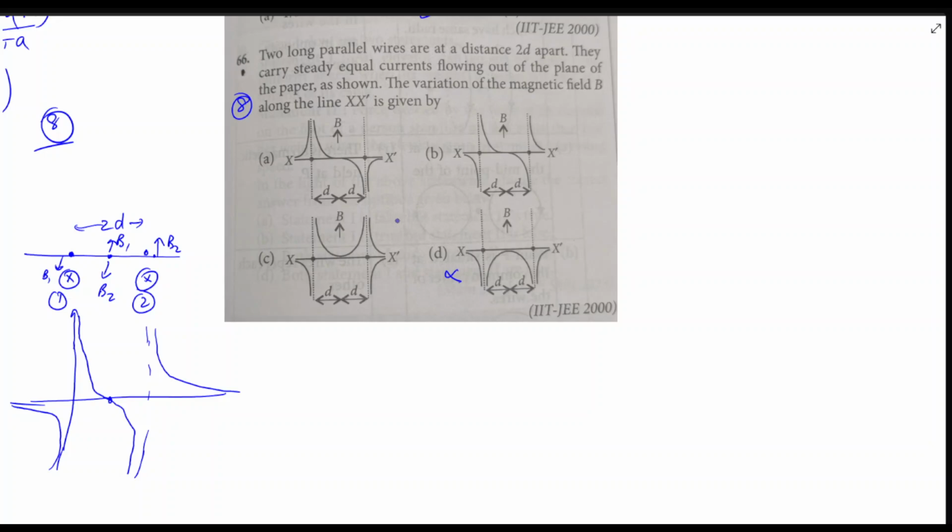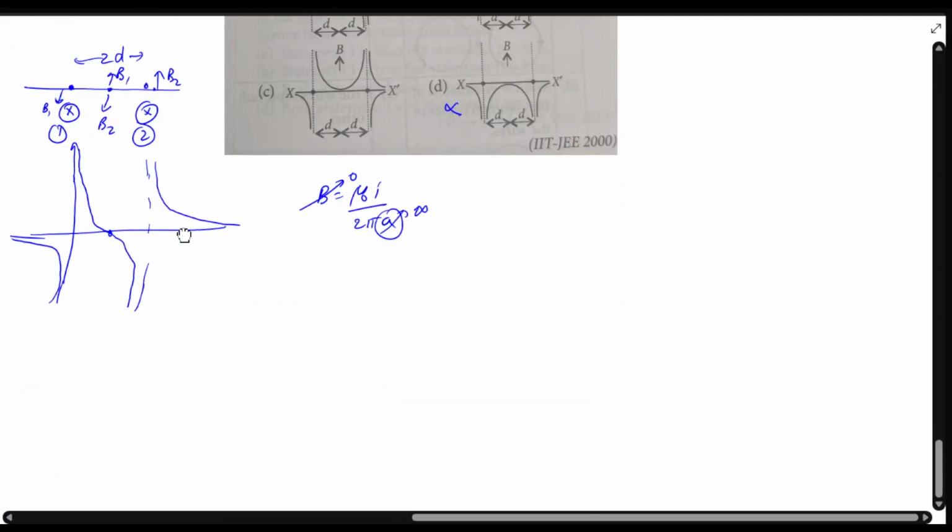At infinity, will they not be exactly 0 because these are infinite? Yes, it will be 0 because magnetic field due to infinite wire is mu naught I by 2 pi A, right? So if A shoots to infinity, B will be 0, right? So yes, it will be 0. So which option is correct? B is correct, right? Perfect. Let's move on to our next question.